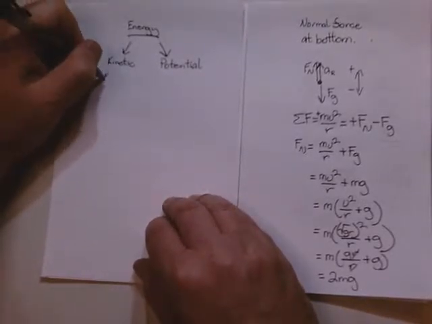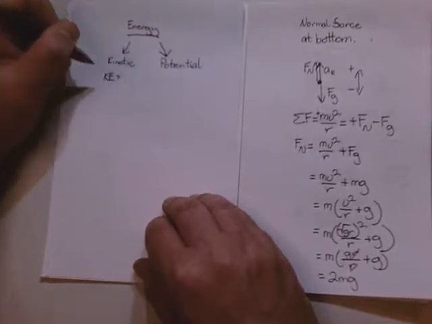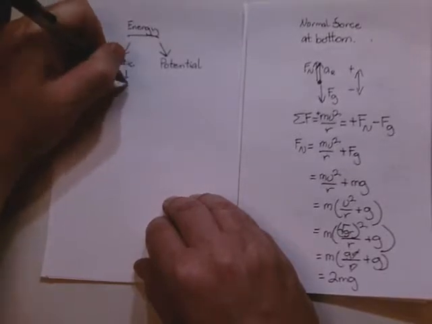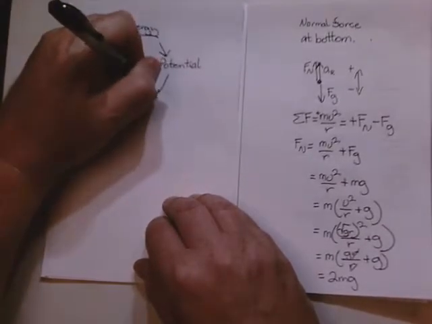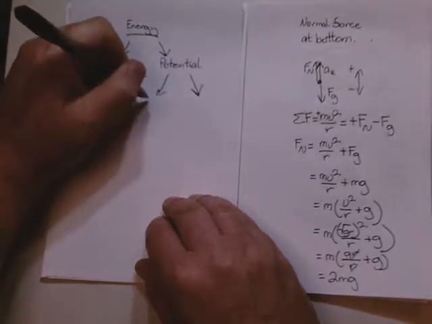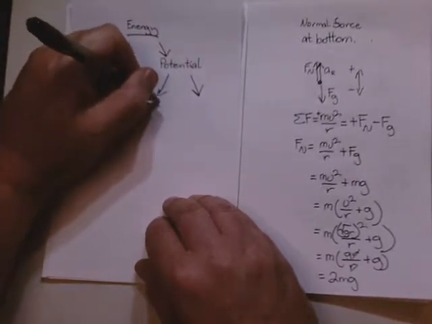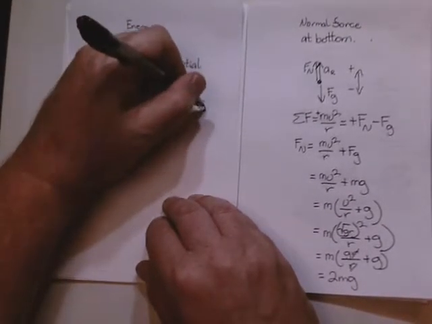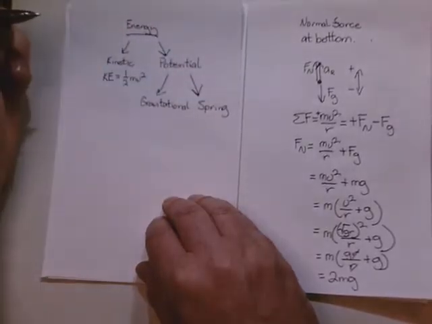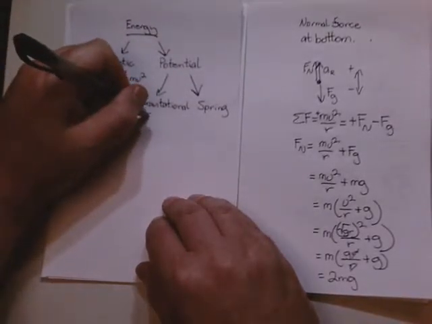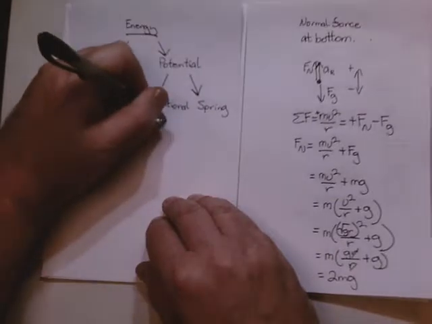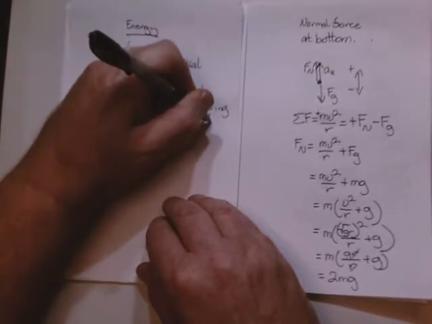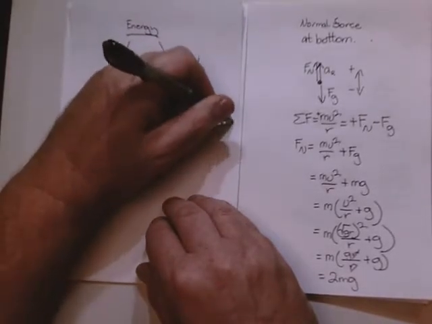With kinetic, my nomenclature is a little bit different, but kinetic energy, that's my symbol. It's 1/2 mv squared. Now potential divides into two. There's gravitational and then there is spring. Gravitational potential energy is mgh. Spring potential energy is 1/2 kx squared.